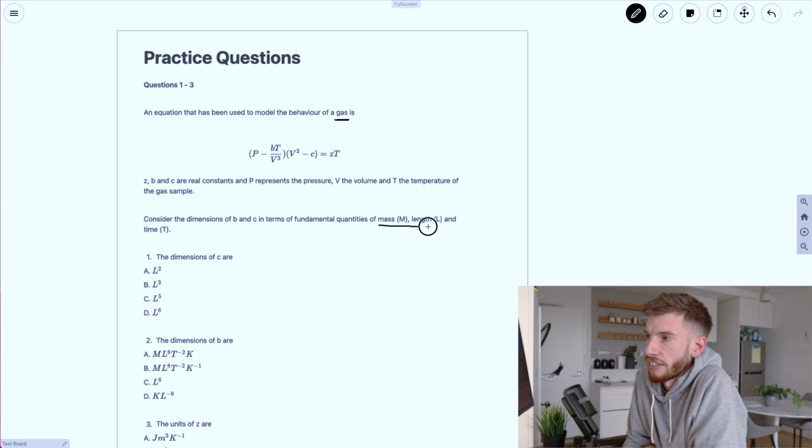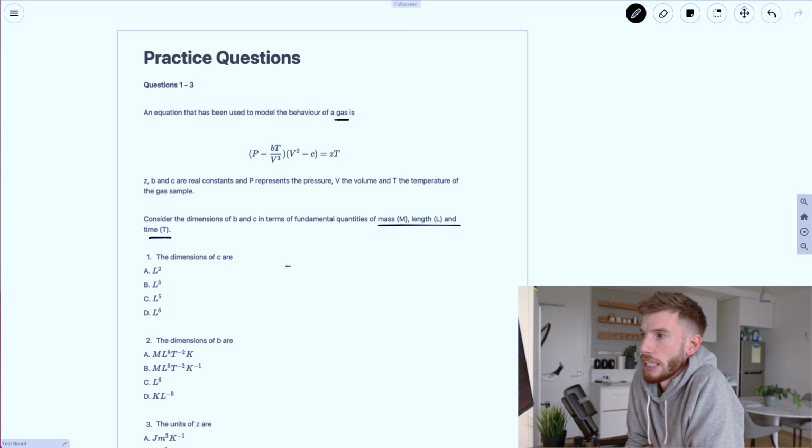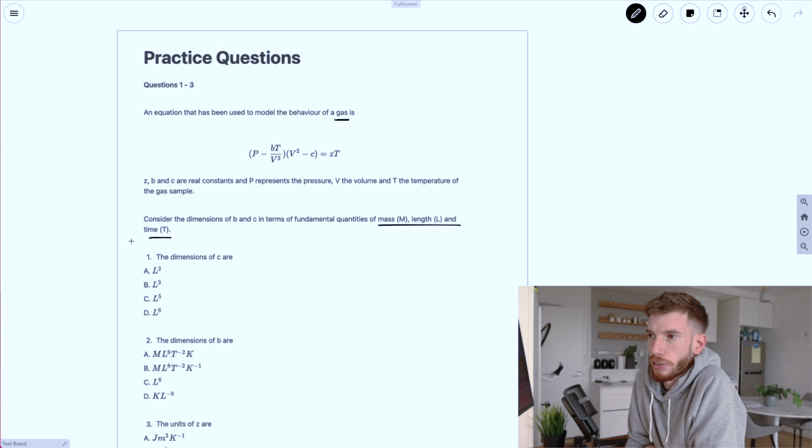The other thing is I would be paying close attention to how they've defined, or how I've defined in this question, mass, length, and time. Obviously, capital T normally represents temperature in most formulas, and time is usually lowercase t. So we've just got to be mindful of that.